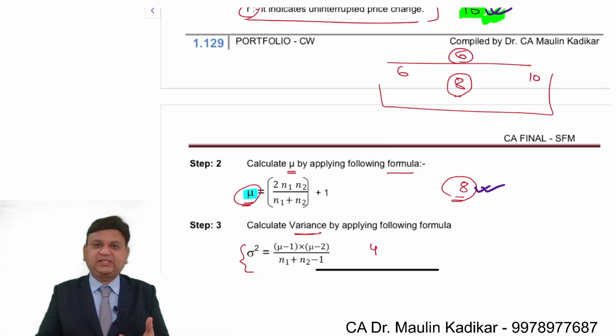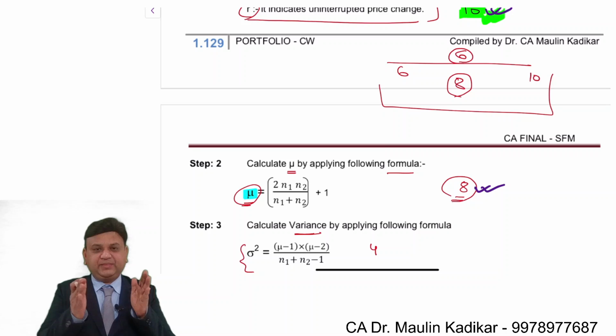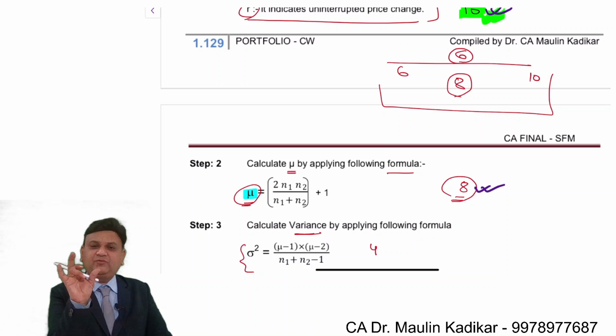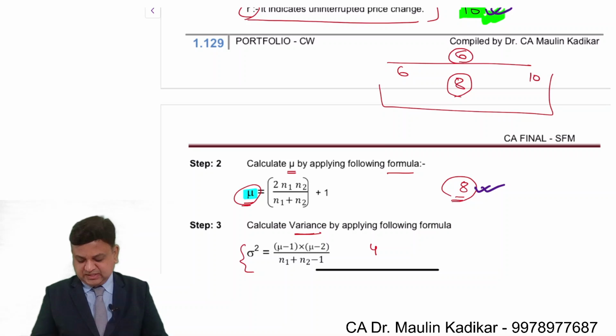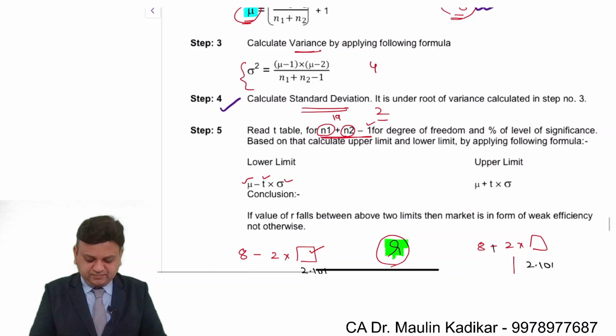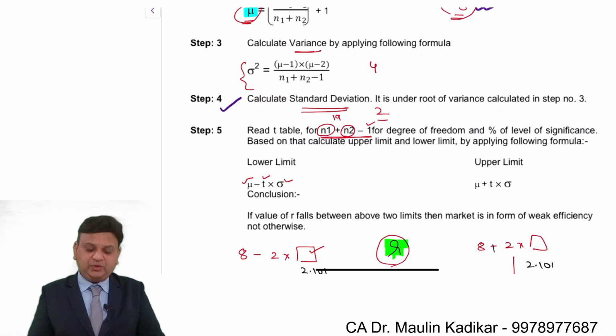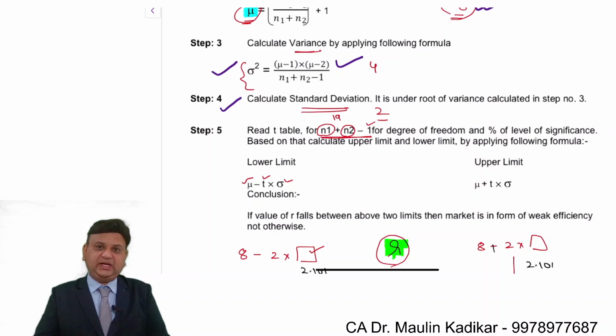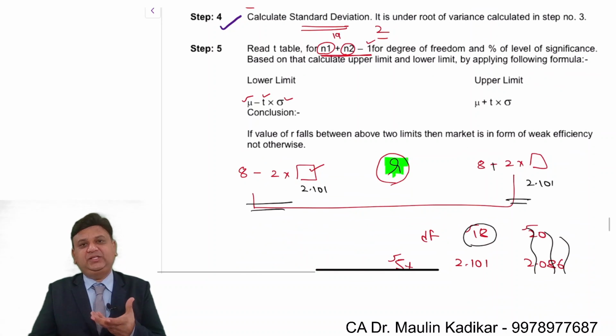The theory says that we are supposed to develop a range. Ideally it should be 8. However, it is okay if it is somewhat more or somewhat less than 8. How much? That depends upon the standard deviation. How do we compute the standard deviation? Under root of the variance. How do we compute the variance? This is the formula for variance. So you compute variance, you compute standard deviation, and then you develop a range.